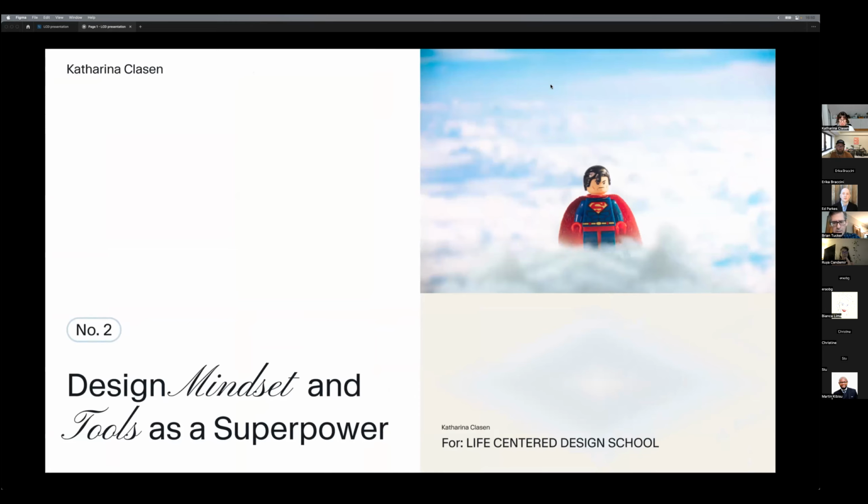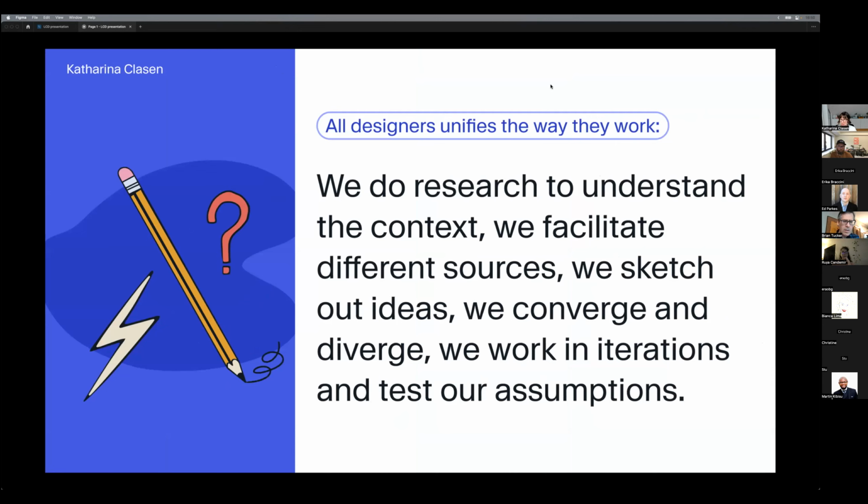And I think if you would ask 10 different people what they say design is, I guess you will get 10 different answers, but there is one thing that unifies us, and it's the way we work. And the way we work is also, I think, what makes design so special.